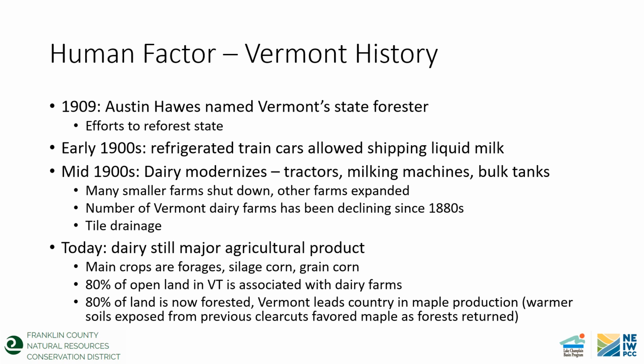Since the merino wool craze, many of Vermont's forests have regenerated, and now 80% of Vermont land is forested. Vermont also leads the country in maple production, and that too has its roots in the deforestation craze. When forests were clear-cut in the 1800s, the soils warmed up enough to favor maple when those forests regenerated, giving us a slightly different forest composition than before. I think that's a really interesting way that human actions have influenced soils and the ecosystem supported by those soils.